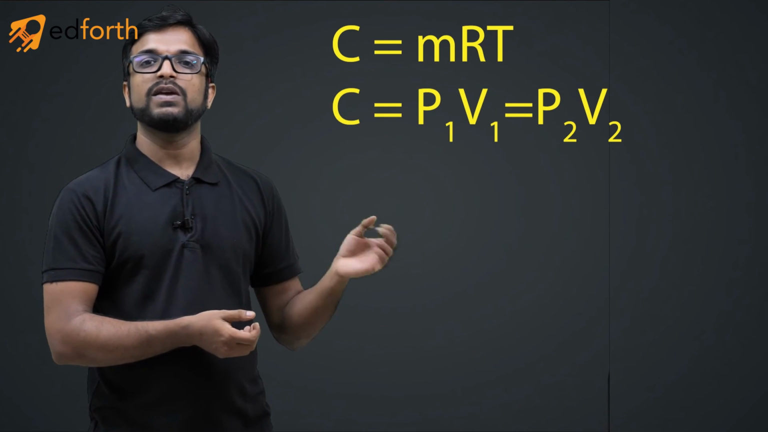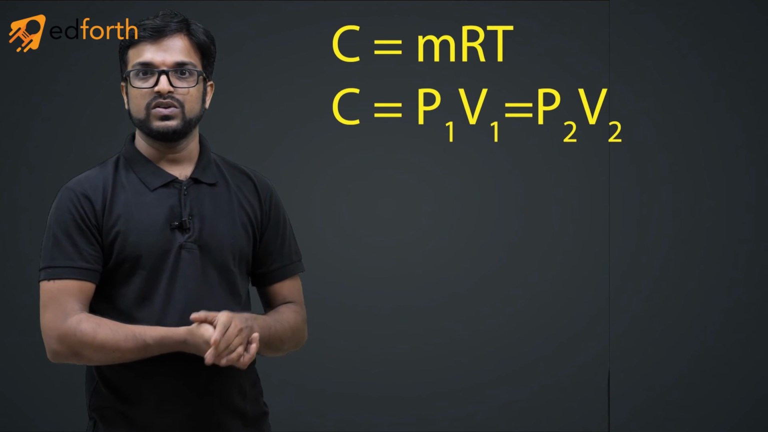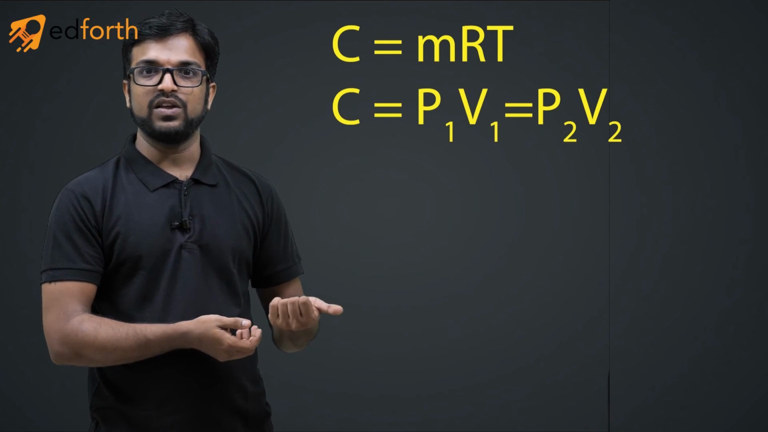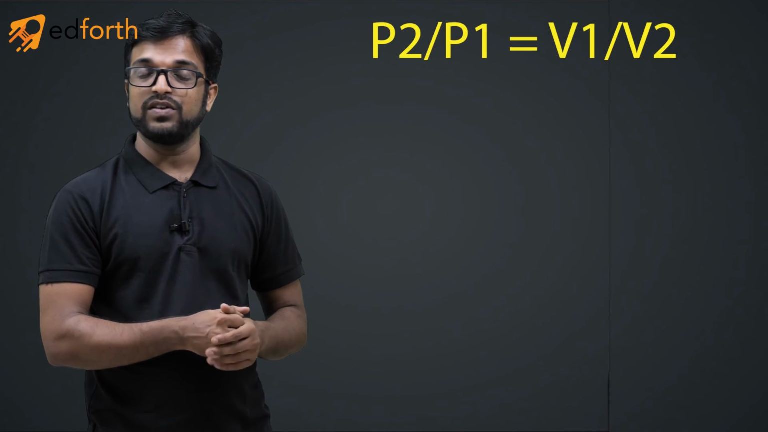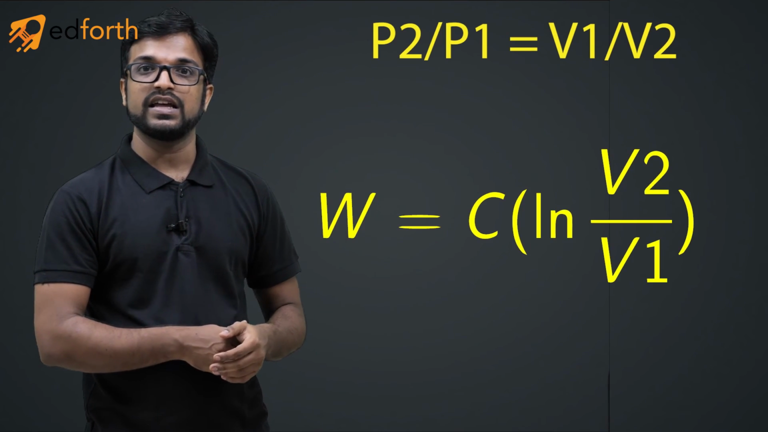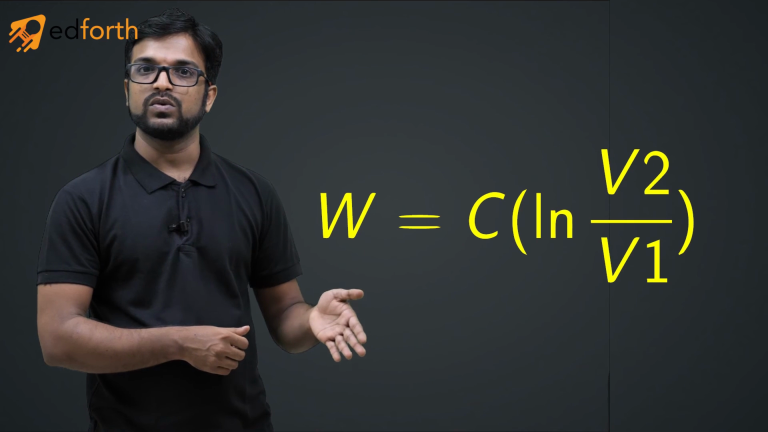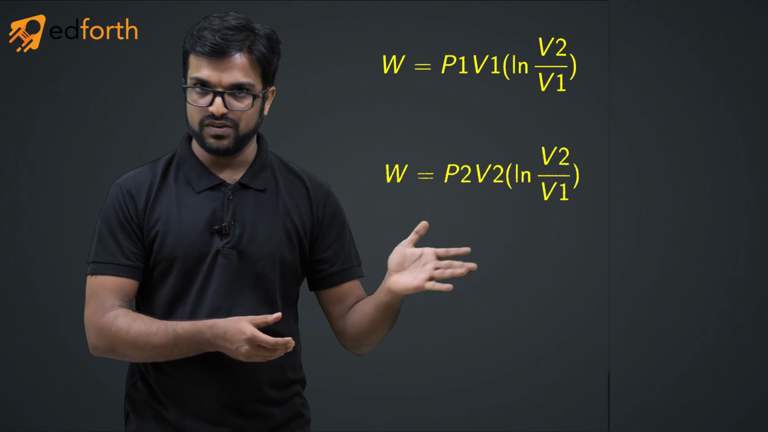In the isothermal process, P1 V1 is equal to P2 V2. So this C can take any value: P1 V1 or P2 V2 or mRT. And in an isothermal process, P2 by P1 is nothing but V1 by V2. So here V2 by V1 is there, that I can replace with P1 by P2. So for the isothermal process, we can have a set of equations for work transfer that you can find here.